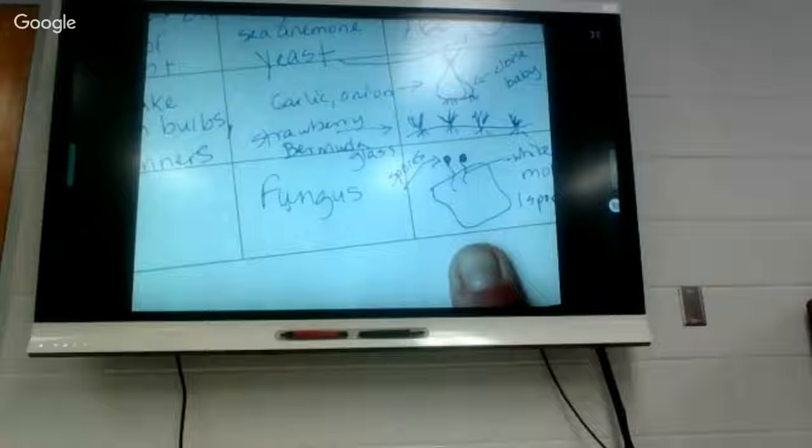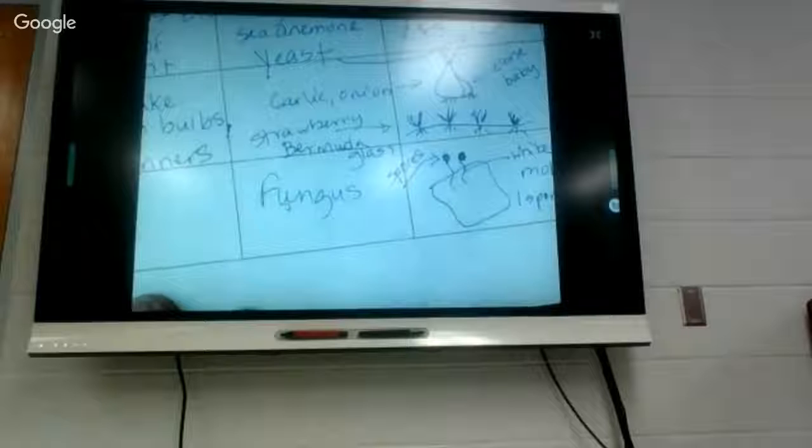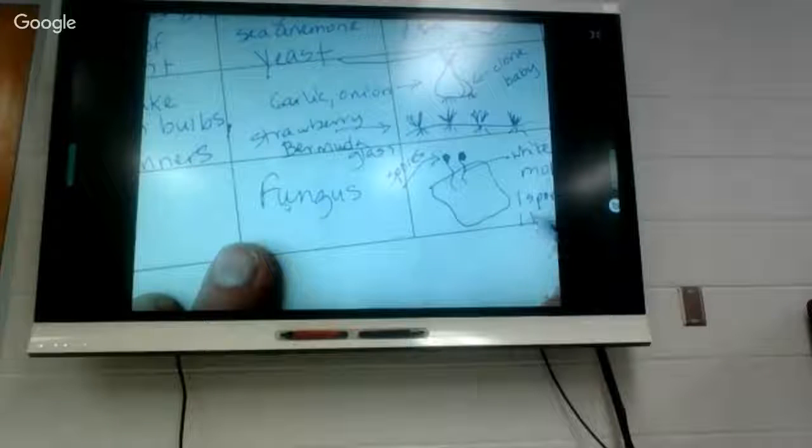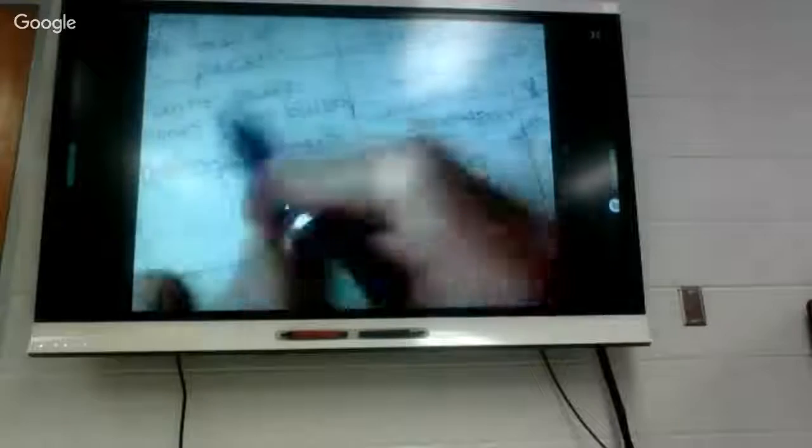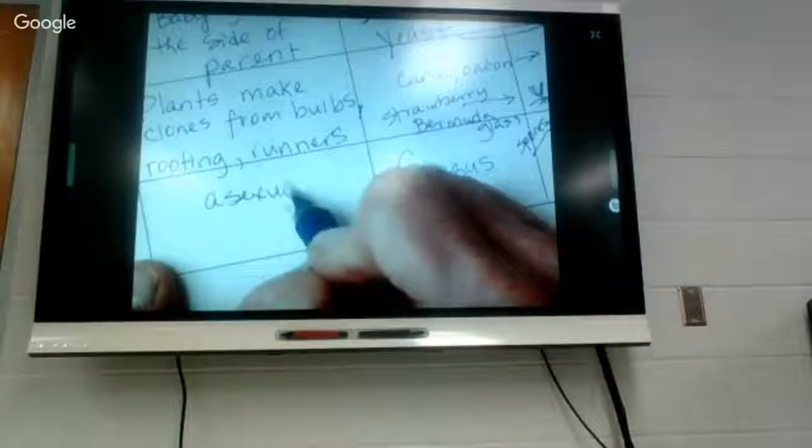So what if you eat the mold, like you don't see it and you eat it? Is it bad? No. So I'm just going to put asexual spores.